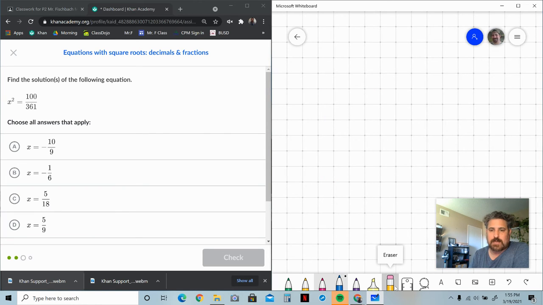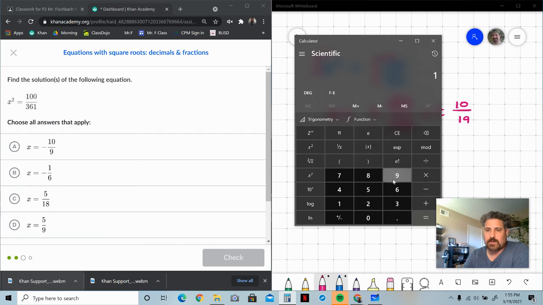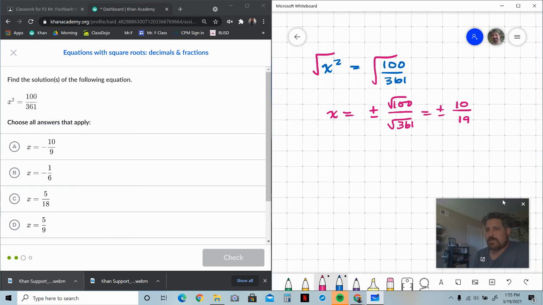All right, so in this case here, you've got x squared is equal to 100 over 361. So you want to take the square root of both sides. So you're going to get x is equal to plus or minus the square root of 100 over the square root of 361. Now the square root of 100 is going to be 10, and the square root of 361 is actually going to be 19, I believe. So I told you guys to memorize up to 25. So 19 times 19, if you guys can see, is 361, right? So this is just going to be plus or minus 10/19. So that is the answer you're looking for.